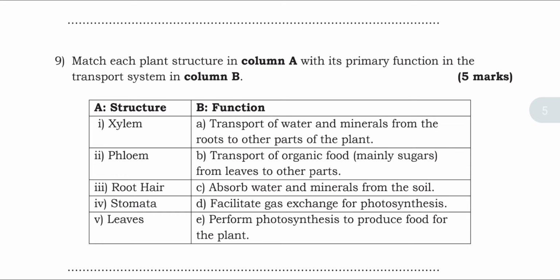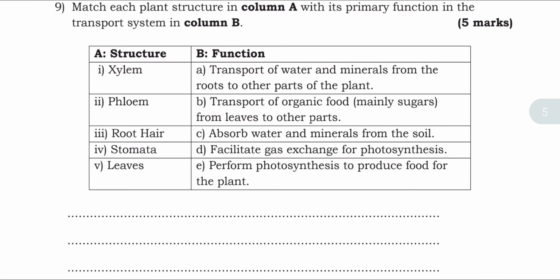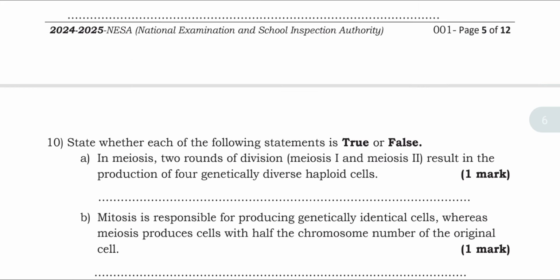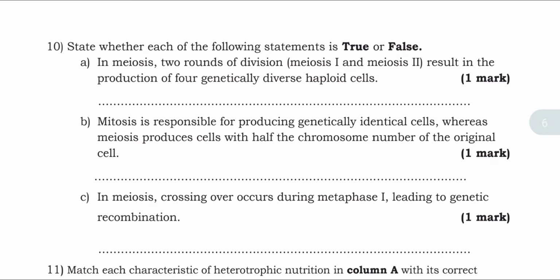Match each plant structure with its primary function in the transport system: xylem, phloem, root hair, stomata, leaves. Functions: transport water and minerals from roots to other parts of the plant, transport organic food, mainly sugar, from leaves to other parts, absorb water and minerals from the soil. They facilitate gas exchange for photosynthesis, and you have to write it in the space provided.